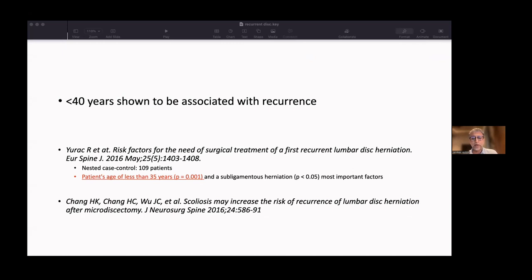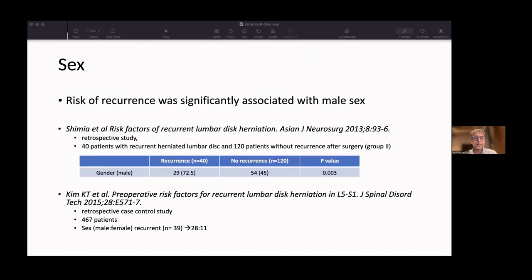So there has been no unanimity on the age as far as the literature is concerned. And in my personal experience, I have seen that the younger patients have a higher risk of recurrence. I don't remember any patient above 50 having a recurrence. So it was mostly all the younger patients.